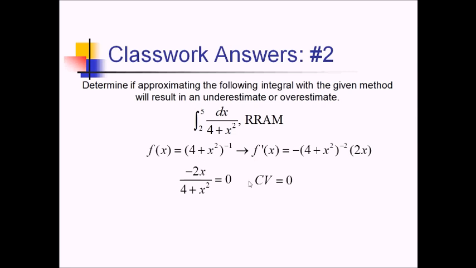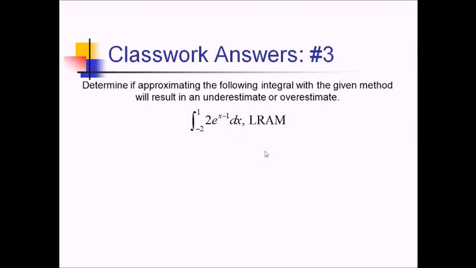Let's go ahead and try 3. If I plug 3 into this first derivative, that's going to be a negative over a positive, which is negative. Since I have RRAM on a decreasing function here, RRAM is going to underestimate a decreasing function. So that's our answer. RRAM is under.